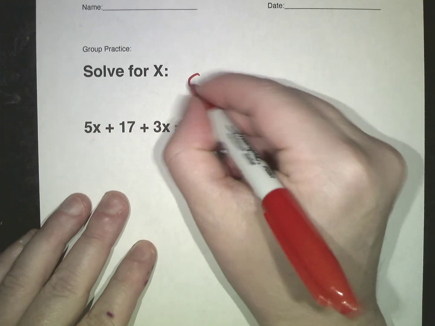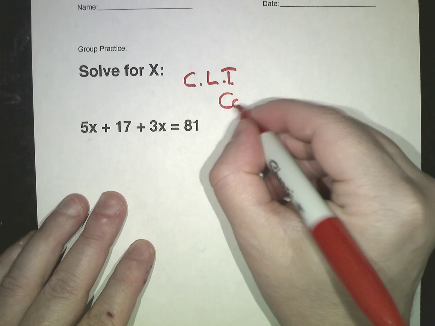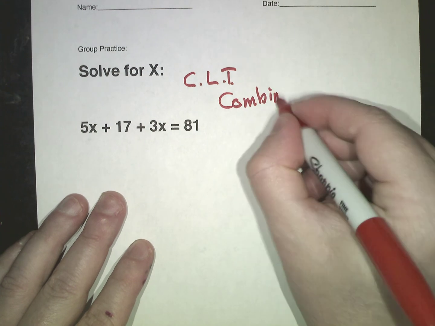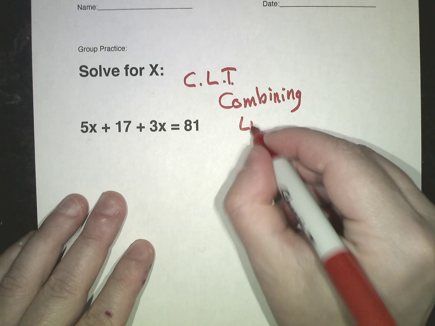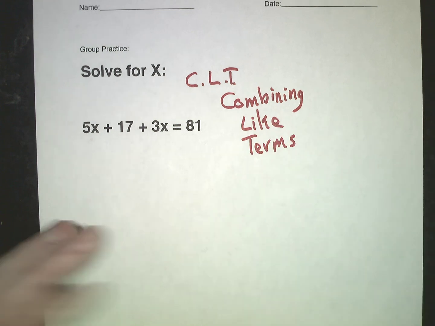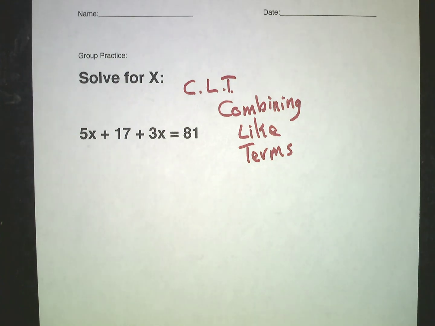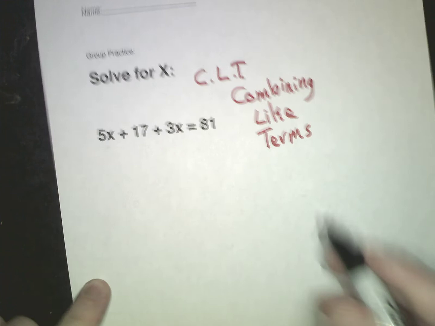Usually it's either combining like terms, okay? Combining like terms. And the other one is using the distributive property. So this one's an example of using combining like terms. Pretty straightforward and simple. Okay, so what do I have to do?